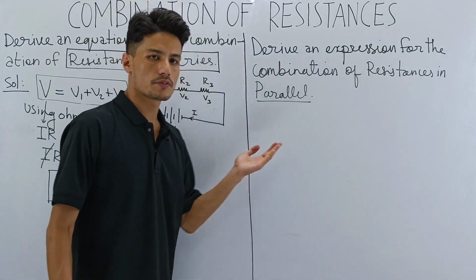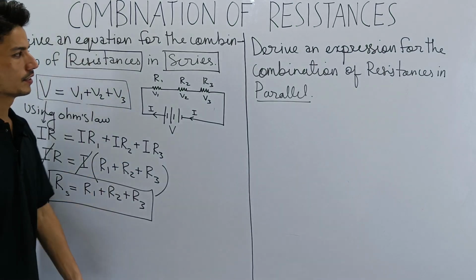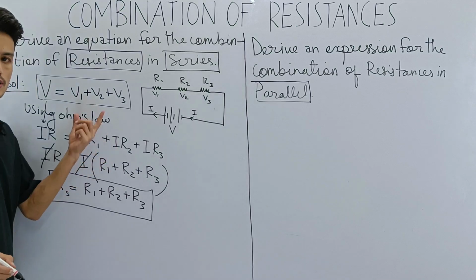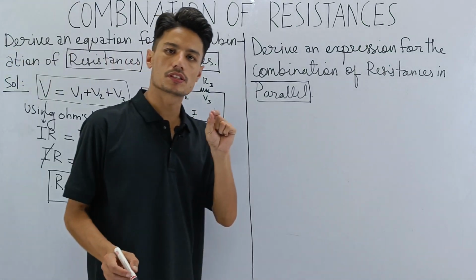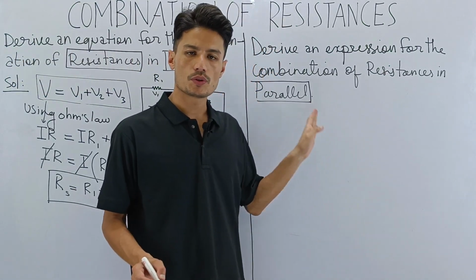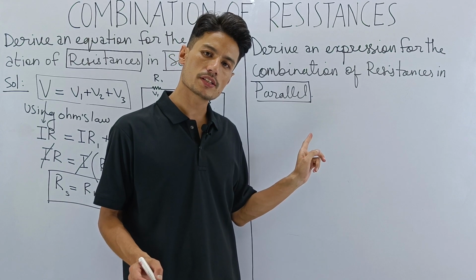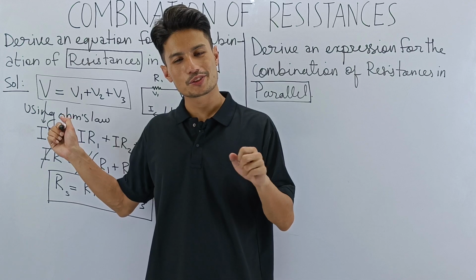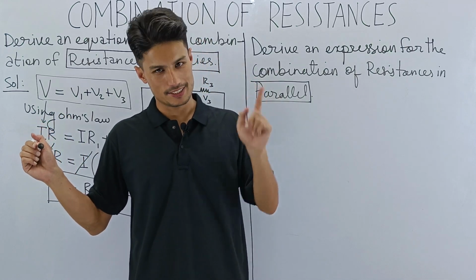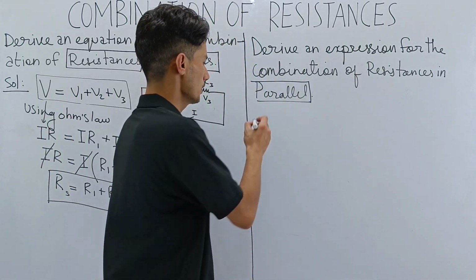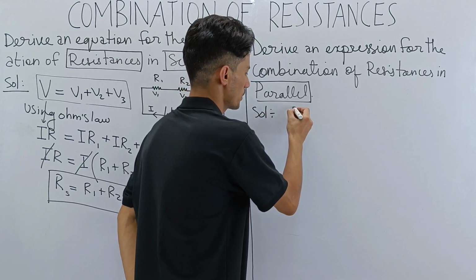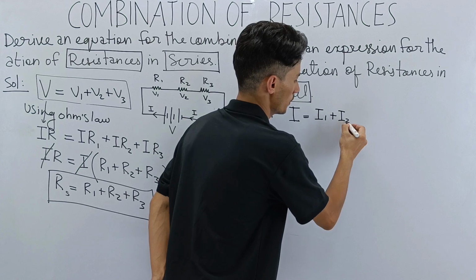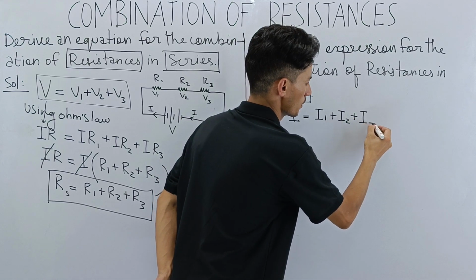Whatever we did here, we will do the same thing. This is a parallel combination. How do we start here? We started with the quantity which got divided. The same thing we'll do here. Which quantity gets divided in parallel combination? V or I? V already got divided here. So which quantity gets divided here? Yes, current. So current gets divided. So how do we start? We start like this. Current is equal to I1 plus I2 plus I3.